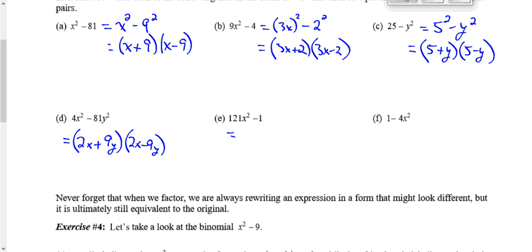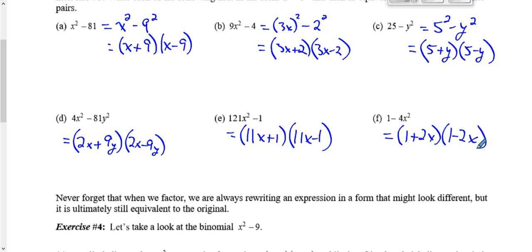What do we got for T there? 11x plus 1 times 11x minus 1. It doesn't matter if you do the plus or minus first. Then 1 plus 2x times 1 minus 2x, because 1 is the square root of 1, right? Can I get the idea there?